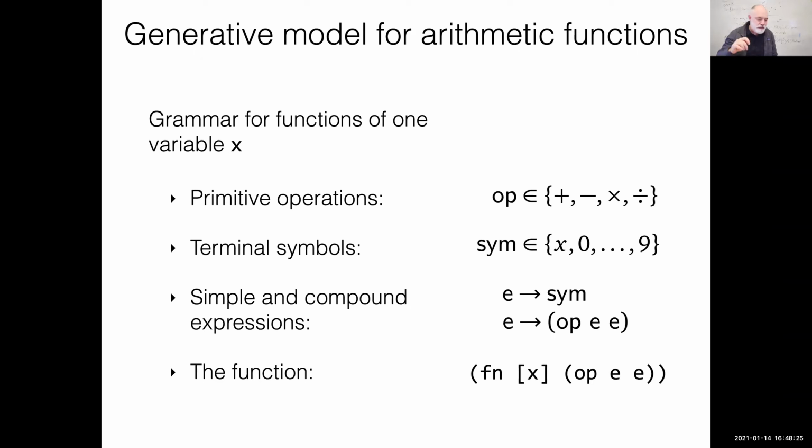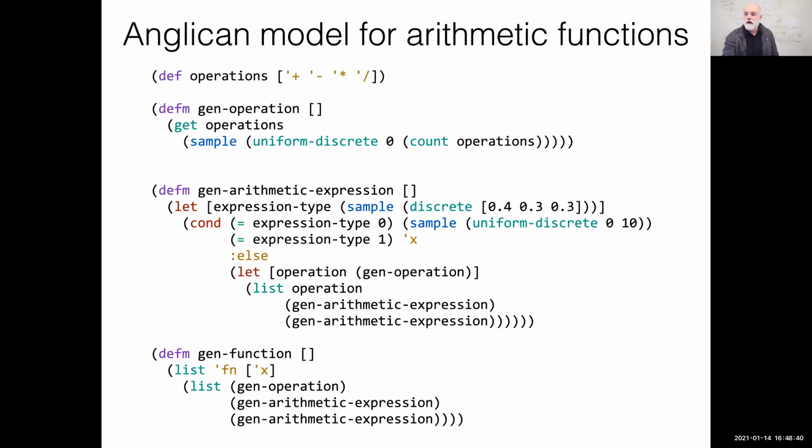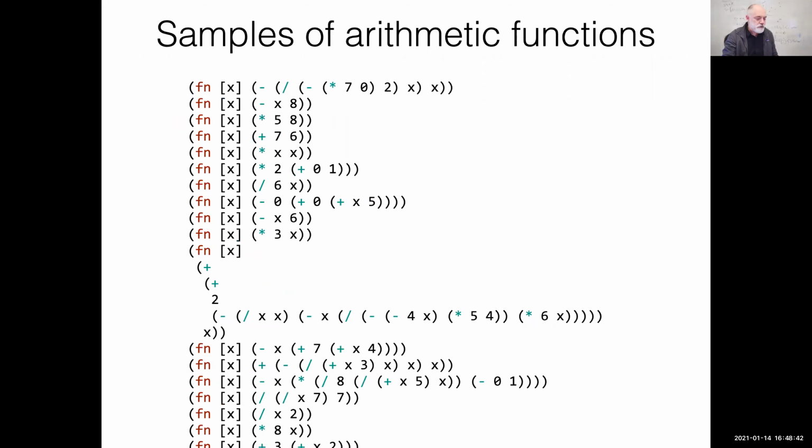In other words, E can be rewritten as just one of the symbols, or E can be rewritten as an operation with two arguments, E, and they're recursively stuck in. And then there's a function. This might not be super obvious, so let me just show you what samples of such functions might look like if you wrote a generative model in one of the languages that we're going to discuss.